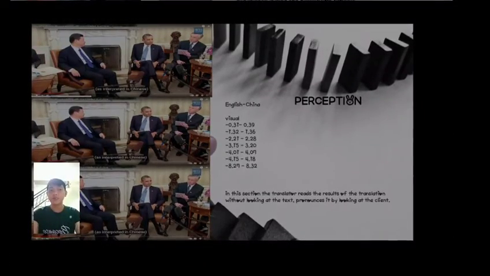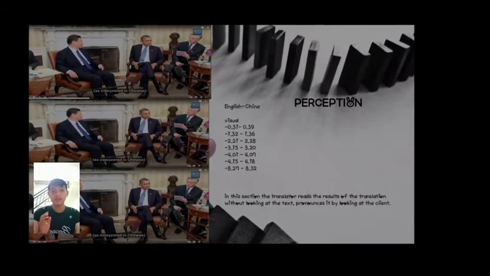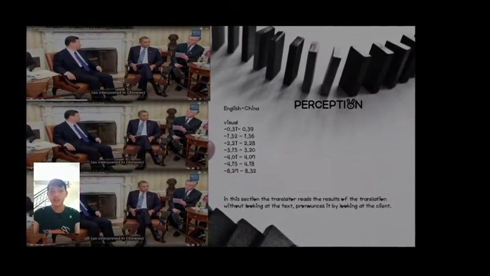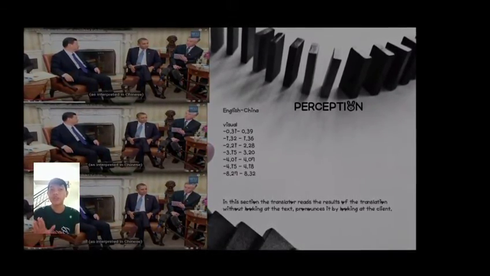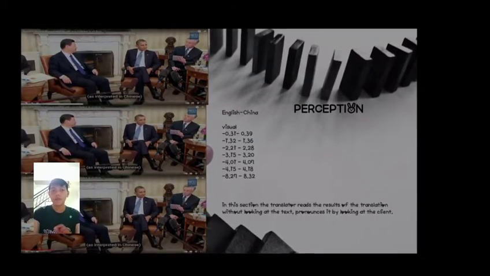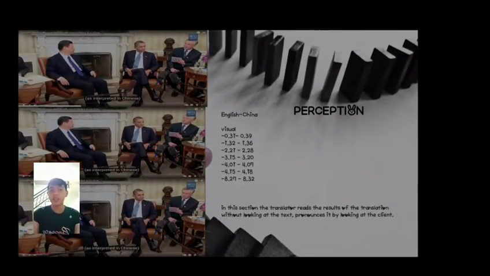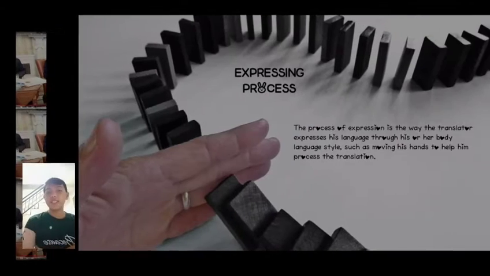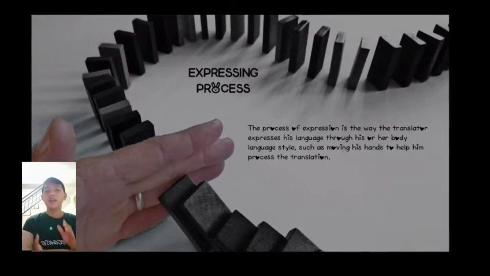This part is the perception process. The translator reads the result of the translation without looking at the text, pronouncing it while looking at the client. The last is the expressing process.